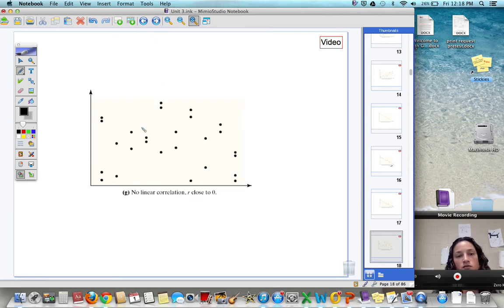So this one, again, the points are all random. We said that things like this, when they have no linear correlation, we just say that it's really close to 0. There's no pattern here. I don't know if I'm going up, down. They're just all random points.